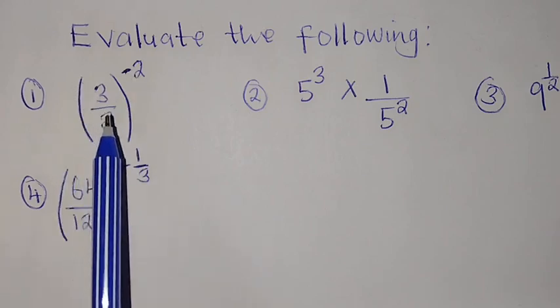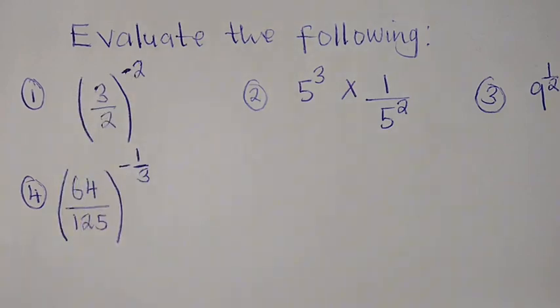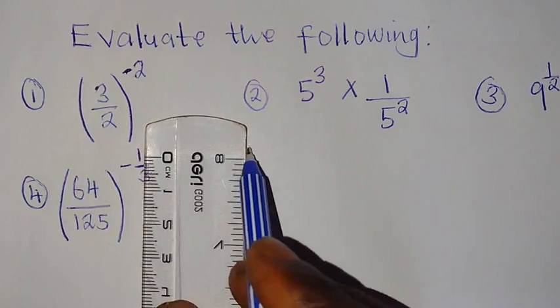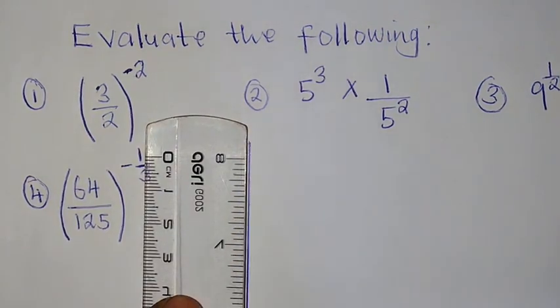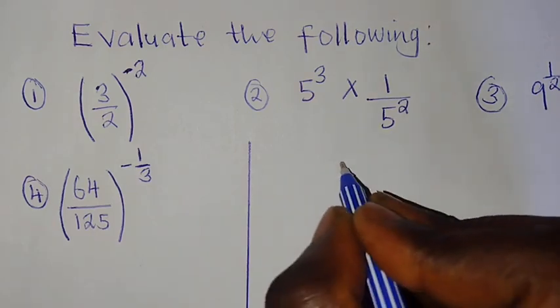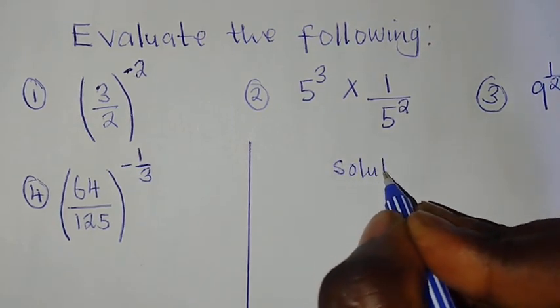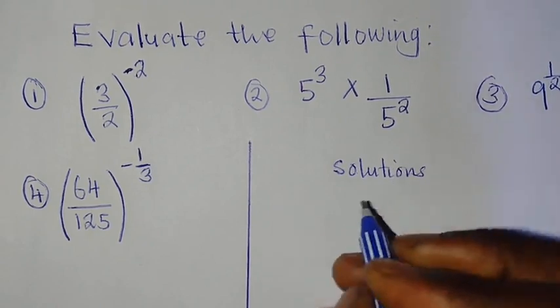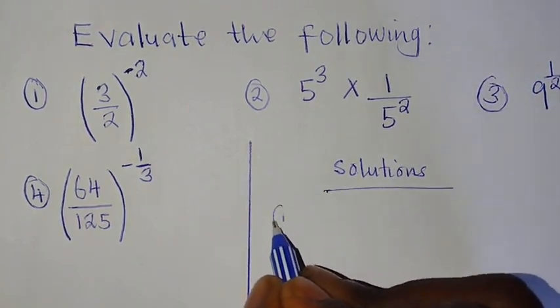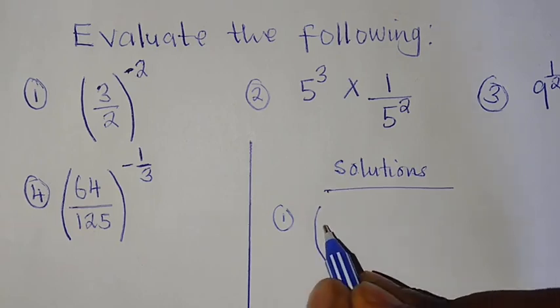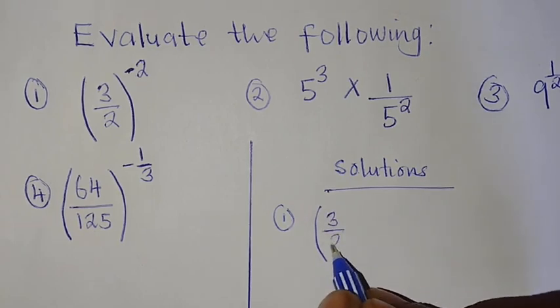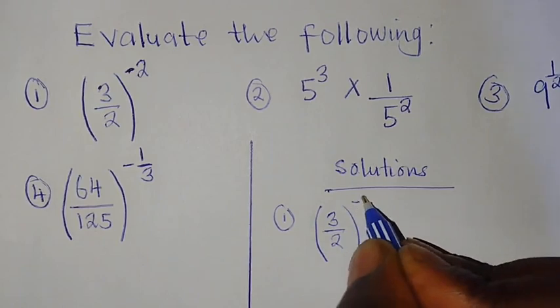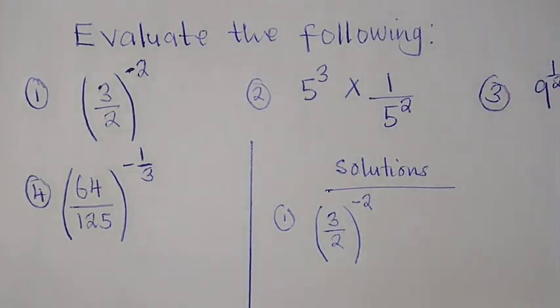Okay, so we're going to start with the first one. Here we are going to write the solutions. Let me just make a demarcation here. We are going to have solutions this side. Our first question is question 1, which is, in brackets, 3 over 2 raised to the power of negative 2. So we need to evaluate this.